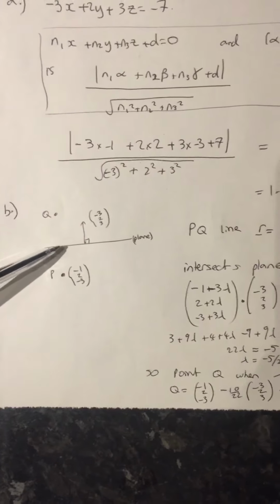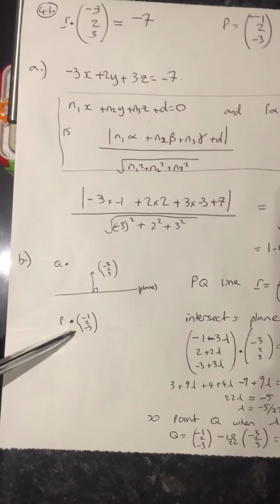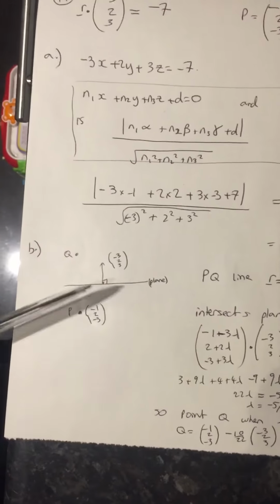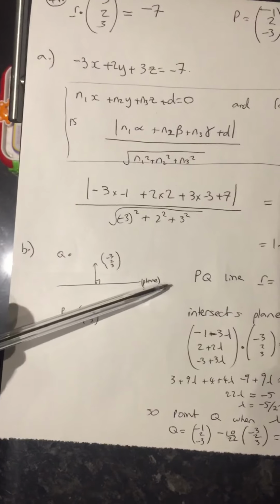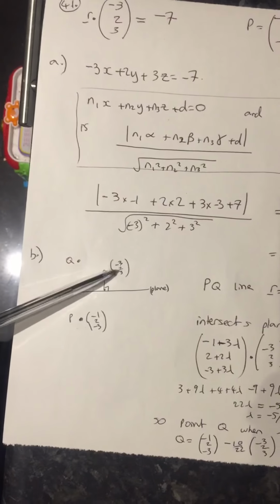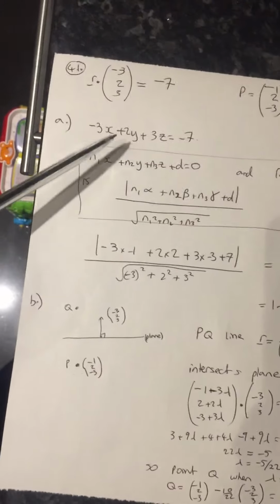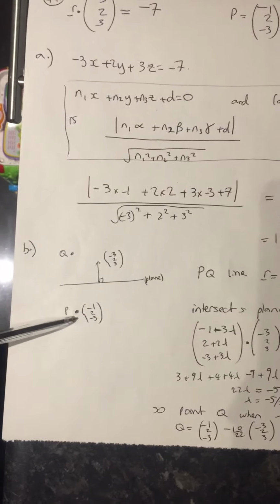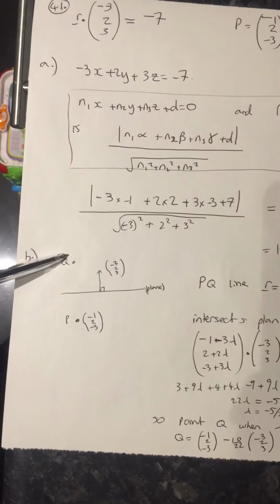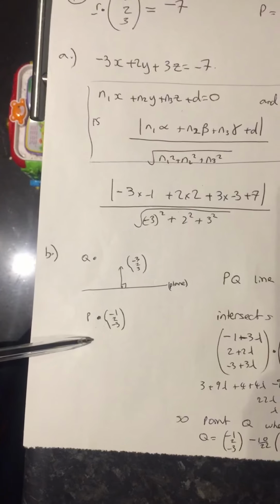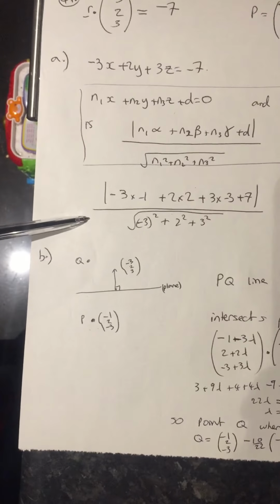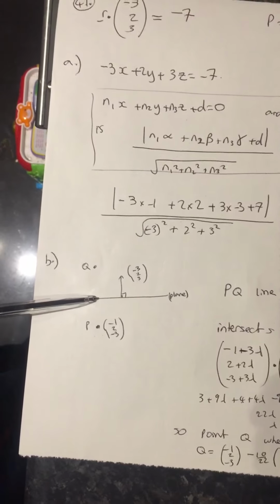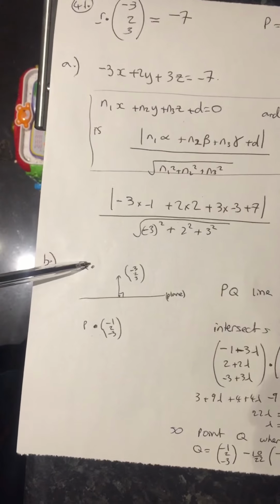Part B, we needed to reflect point P in the plane to get point Q. So I've just drawn a little sketch of what's going on. I've got the plane here with the normal vector -3, 2, 3, which I worked out from here. Here's point P, and I want to work out the coordinate here. The way I'm going to do that is I'm going to work out the equation of the line PQ. Then I'm going to find out where that intersects with the plane, and then double it to find point Q.